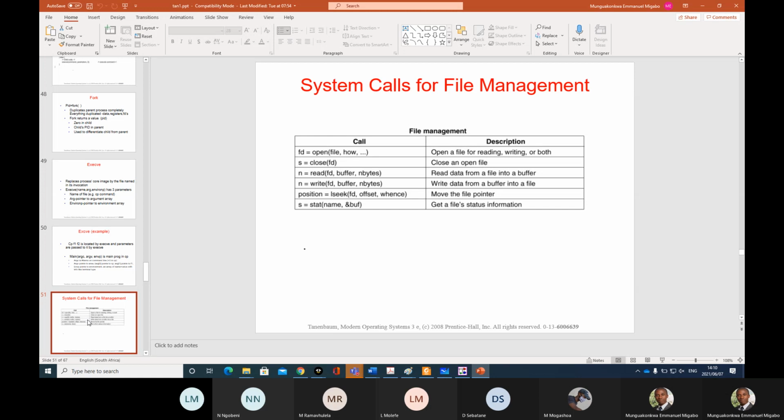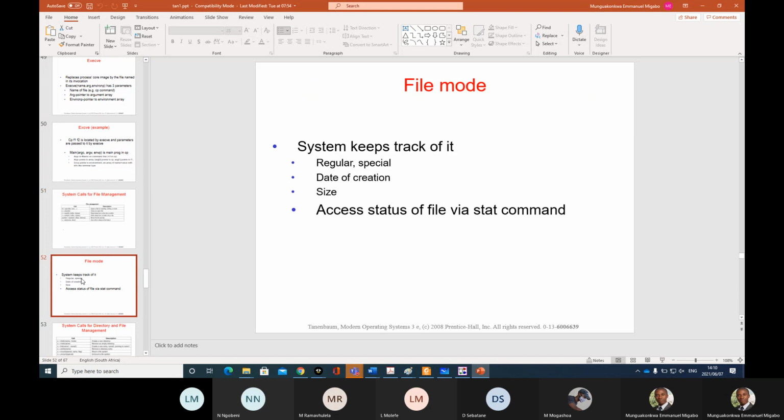And buffer is you pass some memory space where this information about the file will be stored at the end of the day. Of course, when it comes to file management, it's very important to know about file modes. The system will normally keep track of this, because when you're opening a file, you might be opening it for reading, or you might be opening it for writing. And the system needs to know what you are opening it for, and it will keep track of that. So that you know about file modes.